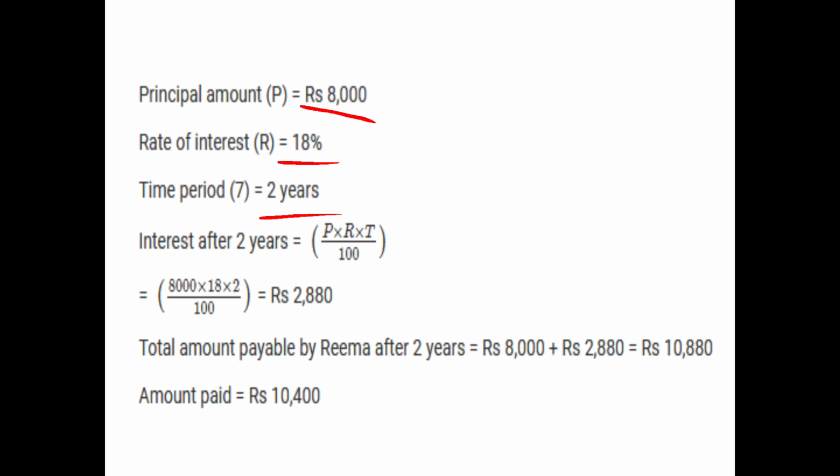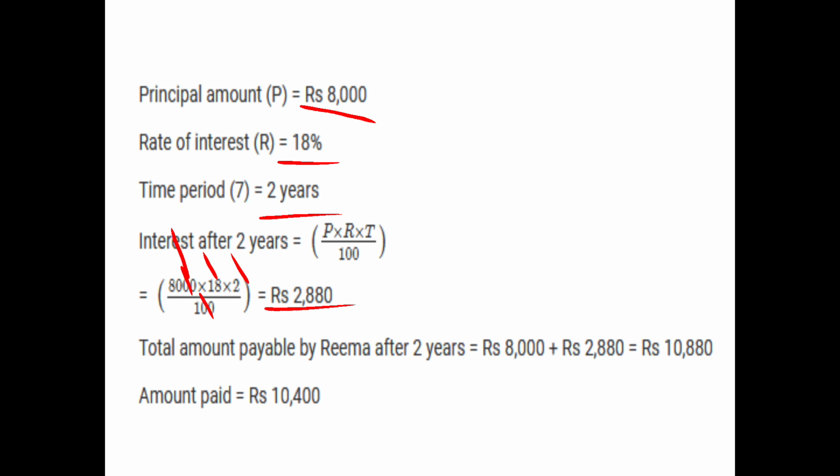The formula for simple interest is principal into rate into time divided by 100, that is PRT by 100. So P is 8,000, R is 18 and T is 2 years, divided by 100. If you cancel the 100, we get the answer 2,880 as the interest on the money 8,000 for 2 years. So 2,880.